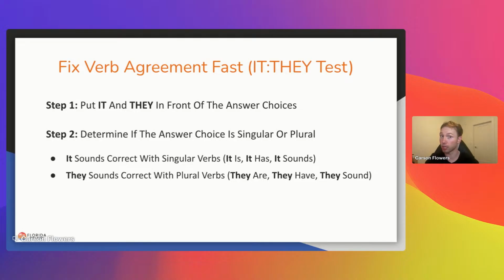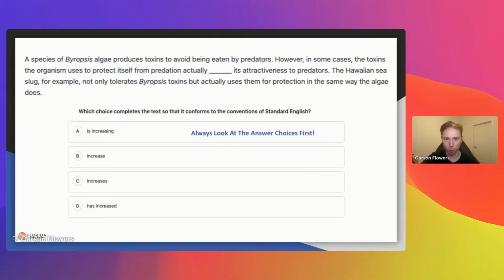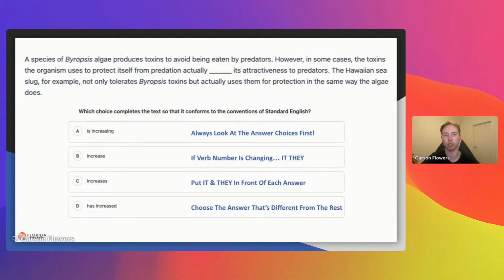So if I have verbs in the answer choices, and I put it and they in front of them, I can tell very clearly if they're singular or plural, because you want to choose the answer that's different from the rest. And so, yes, you do not read the passage for these questions. You can solve them really, really fast. Let me show you. Look at the answer choices first for all grammar questions. If you see verb number changing, number is just like singular or plural verbs, do the it, they test. You want to put it and they in front of each answer choice and choose the one that's different from the rest. Let me show you guys.